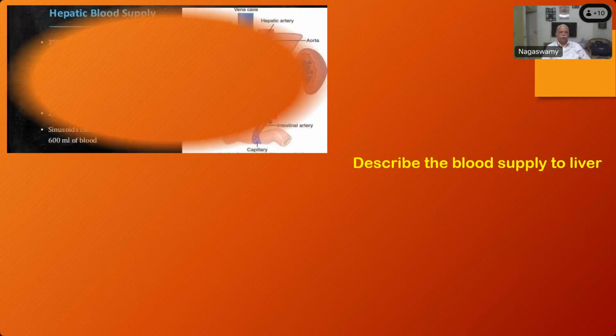We have already seen the sinusoids on the last slide, and the sinusoids drain into the hepatic vein, then into the IVC. Very good. So the small hepatic venules all join together to form the right hepatic vein and left hepatic vein from the two lobes, which combine together to form the middle hepatic vein, which ultimately drains into the IVC. Okay, so that is how the venous drainage happens.